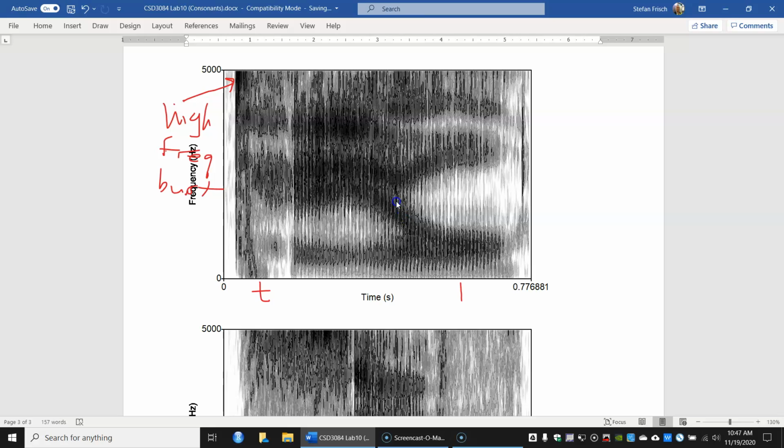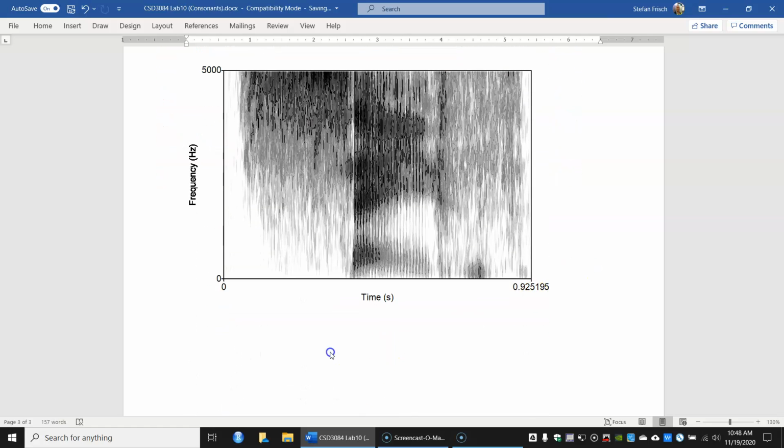For the L, we have F1 and F2 being relatively low, and F3 being relatively high. So again, we have an F3 clue here, where F3 is quite a bit different from F1 and F2, and that distinguishes an L from an R, rhotic type sound.